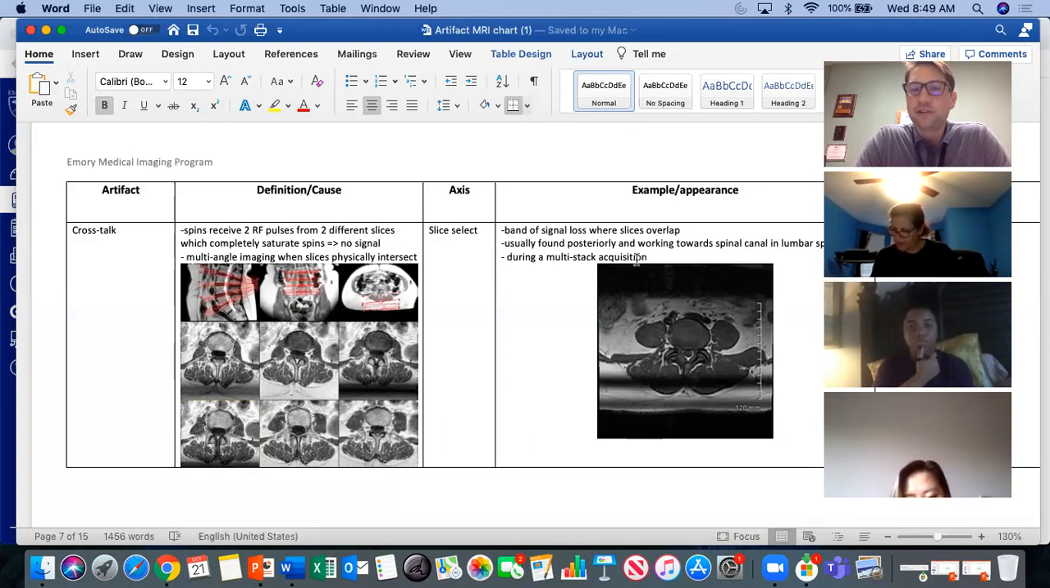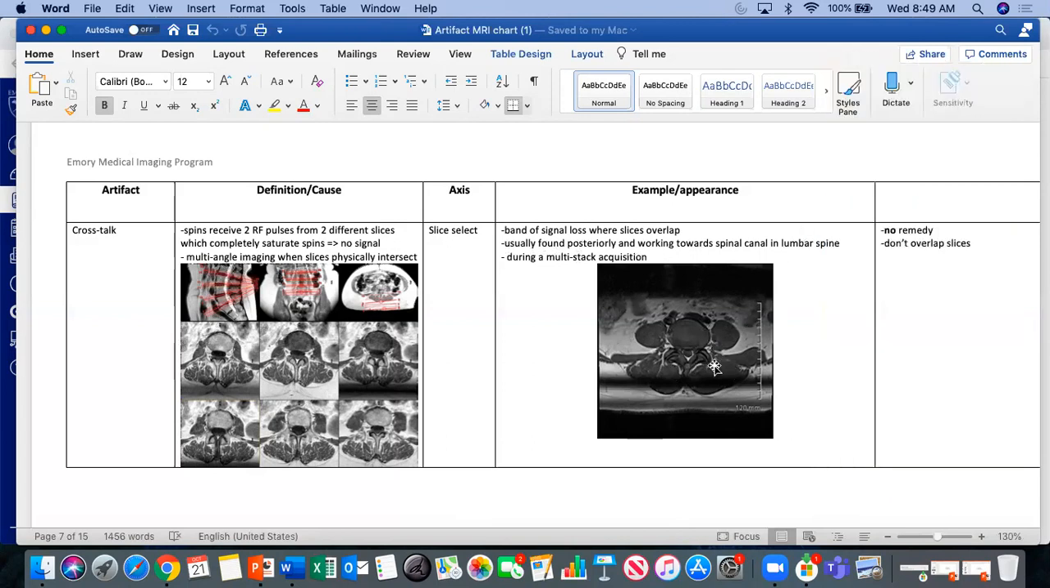So I said usually found posterior and working towards the spinal canal in a lumbar spine, especially in the axial imaging. And it's during a multi-stack acquisition. So multi-stack just meaning you have slices, but then you add stacks so that you get slices through this disc space, this disc space, this disc space, this disc space.